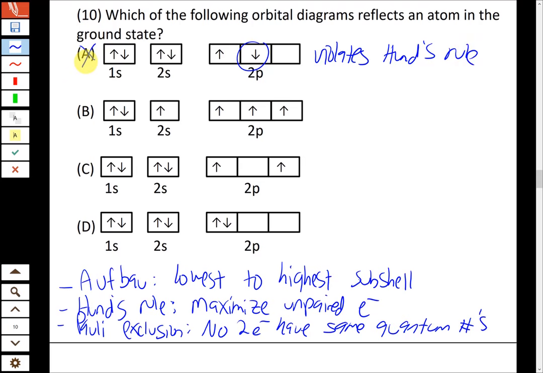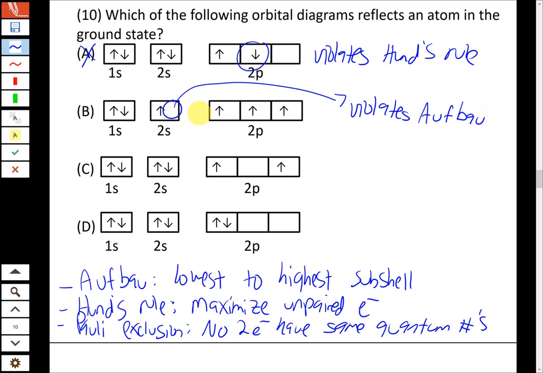In choice B here, what we'll notice is that our 2s subshell, which has just a single orbital in it, is only partially filled, but we have electrons also in 2p. So this one does not follow the Aufbau principle, because we're not filling up the lower energy subshell before we start putting electrons into the higher energy subshell. So this one violates the Aufbau principle, so that's not going to be our correct choice. Again, we didn't fill up 2s before we started putting electrons in 2p.